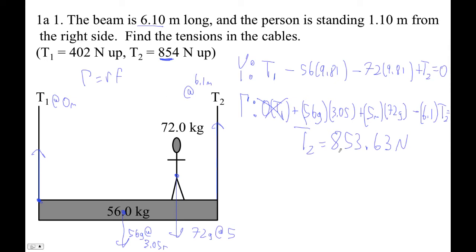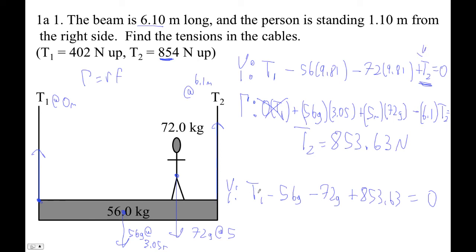Let's see what T1 is. To get T1, you just plug into this formula here. So in the y direction, we've got T1 minus 56g minus 72g plus 853.63 is 0. So it's the same equation as this, but I just plugged this number into that.